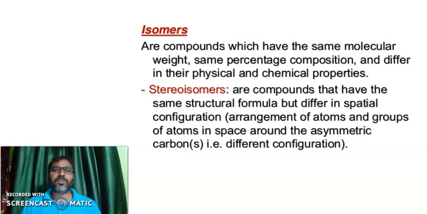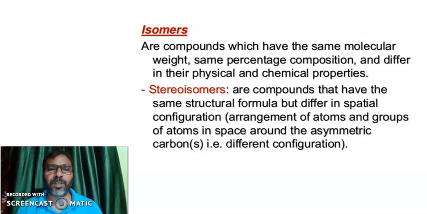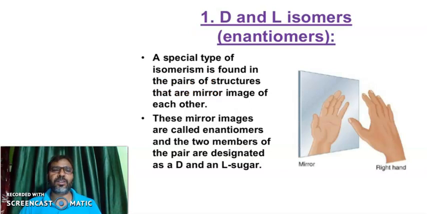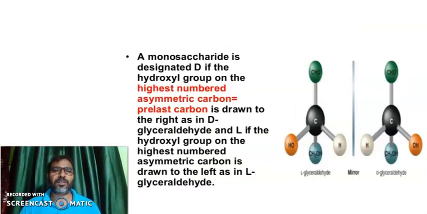Isomers are compounds which have the same molecular weight and the same percentage composition, but differ in their physical and chemical properties. Stereoisomers are compounds that have the same structural formula but differ in spatial configuration, the arrangement of atoms and groups of atoms in space around the asymmetric carbon. So you can see D and L isomers as enantiomers.